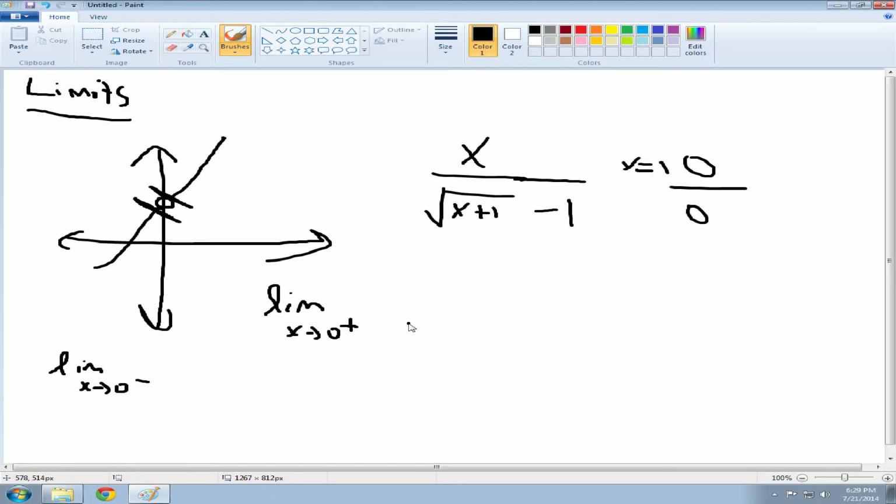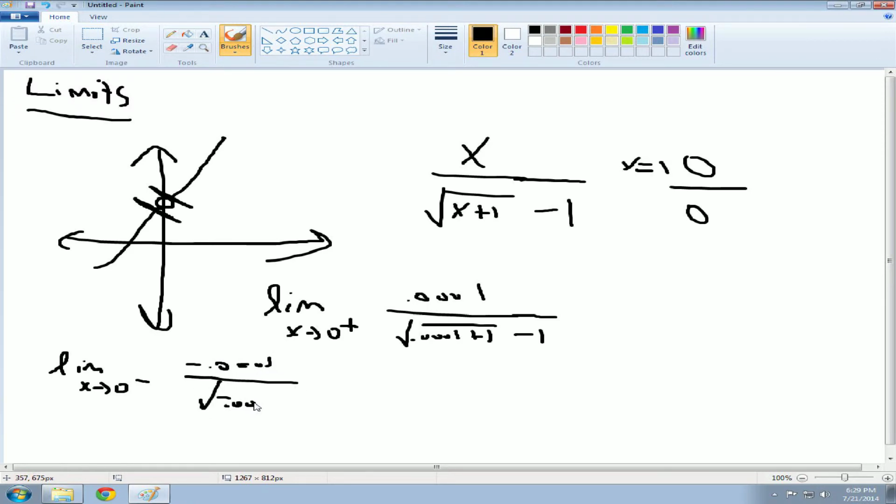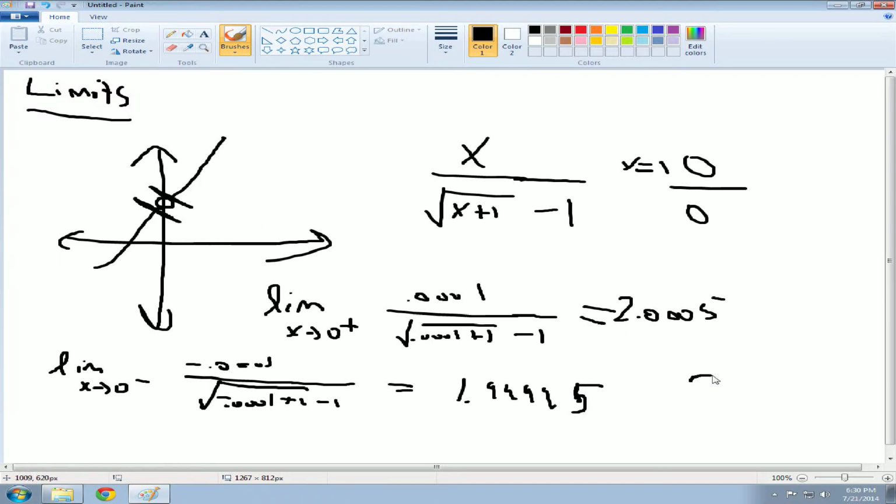On the right side, we could pick an arbitrarily small number, a really small number, on the right side of 0. So we could put 0.0001 over square root of 0.0001 plus 1 minus 1. And on the left side, we could put negative 0.0001 over square root of negative 0.0001 plus 1 minus 1. And you get two answers. For the right side, you get about 2.0005. On the left side, you get about 1.99995. So just by looking at this, we could say it should be about 2.